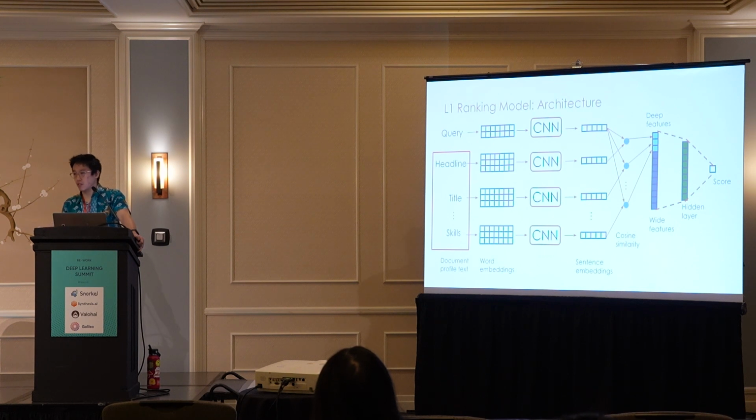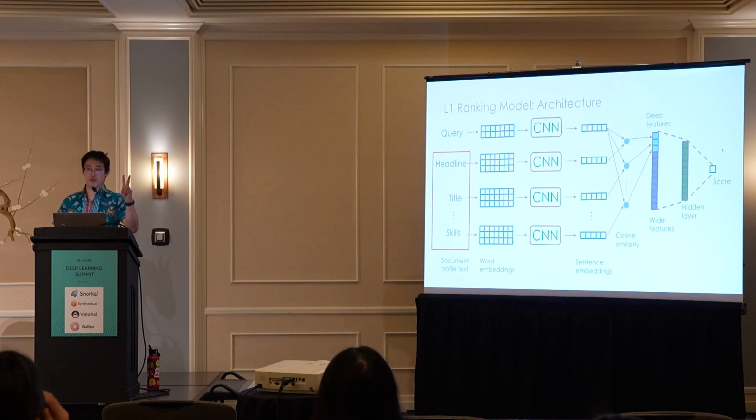Because this is a deep learning summit, here is some deep learning as promised. If we work backwards from this, back propagation style, you'll see that this score here is the thing that we ultimately care about. How do we produce the score? There are two types of features that we care about when it comes to our ranking. There's this notion of deep features and wide features. Deep features come from embedding type inputs.